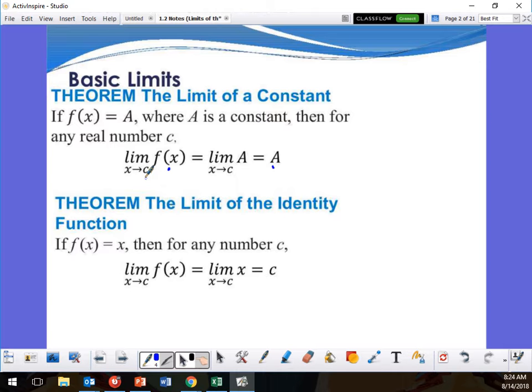Now, limit of f of x equals x, then for any number C, the limit as x approaches C of f of x, limit of x, all we need to do is just plug in that number right there. So we're just plugging in the C value for my variable x. That's what that is saying.